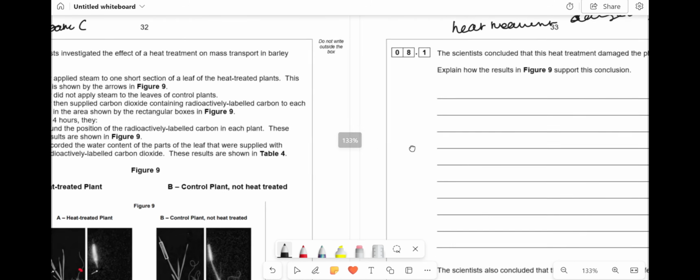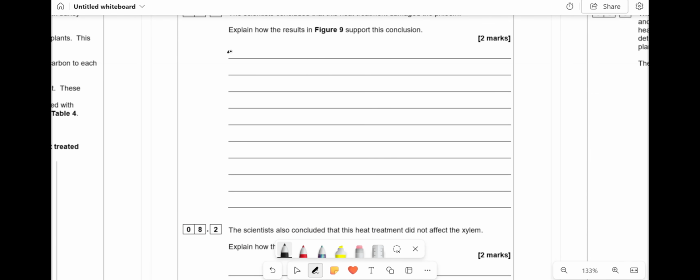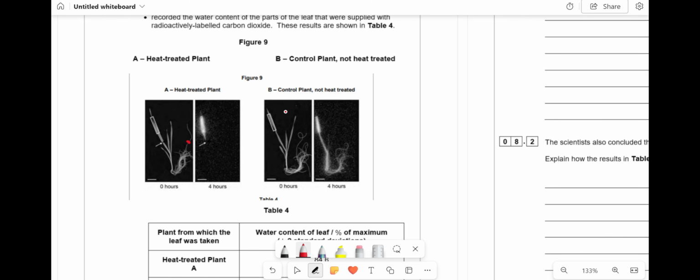So in this question, remember that they're using the movement of this radioactive carbon to look at mass transport, which happens in the phloem, which is why I say you should do that. So if you look at figure 9, what's going on here then? In the control, without any heat treatment, after 4 hours, this starts to glow more. So there's more radioactive carbon here. But as well as that, there's a bit of glow in here versus here. So there's some more radioactive carbon here as well. Whereas in this one, there's all glow in here, but there's none of it here.